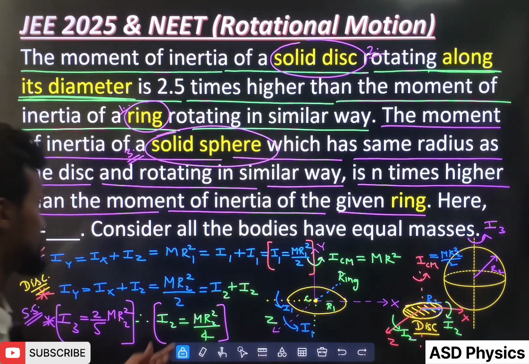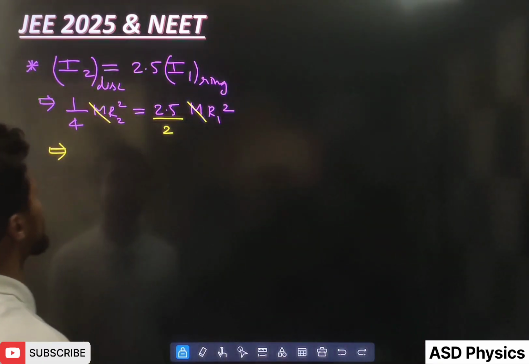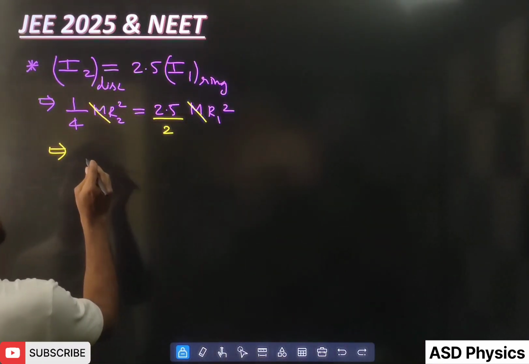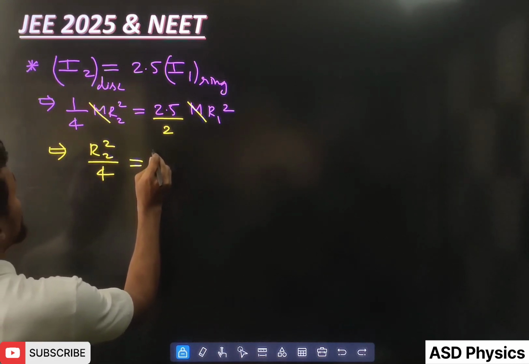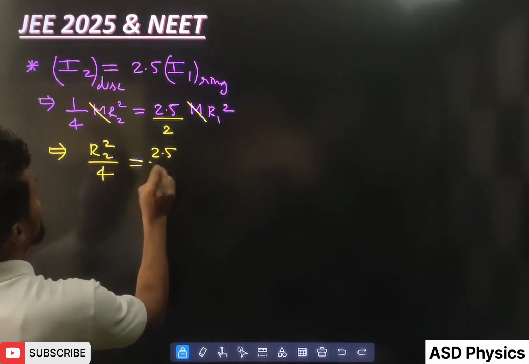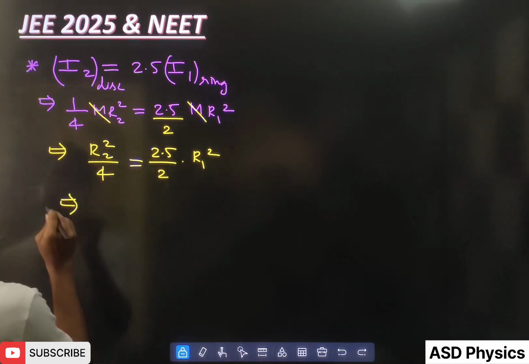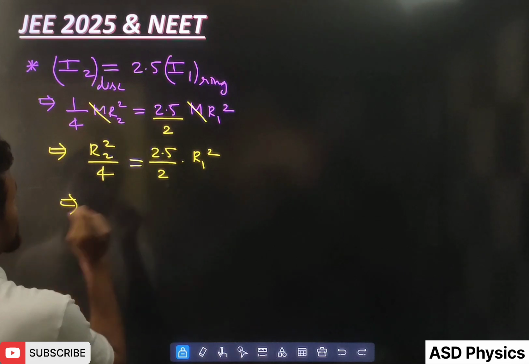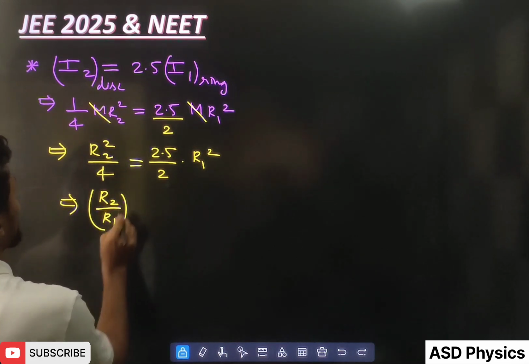See the students, what is coming here? See, mr1 square by 2. So see here, mr1 square by 2. That means what will happen here, students? If I write here, r2 square by 4 is equal to 2.5 by 2 and here r1 square. Okay.